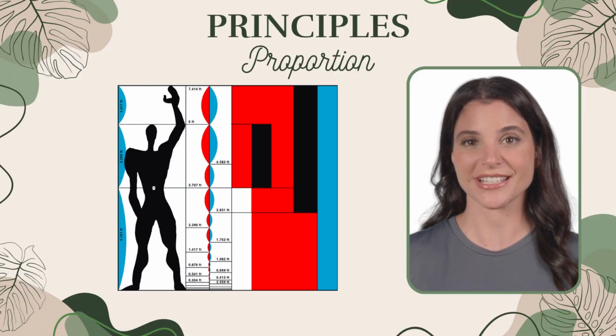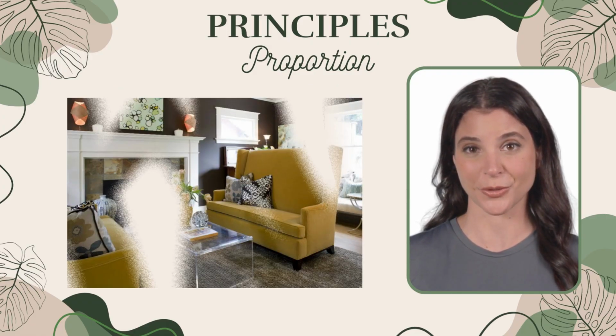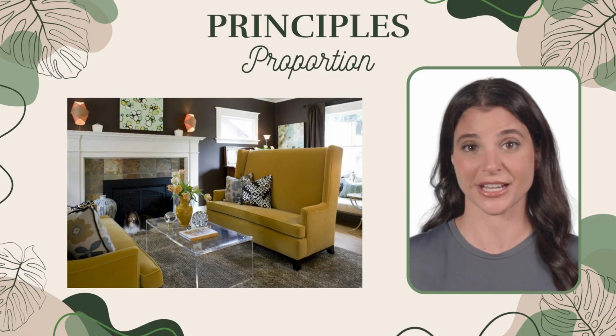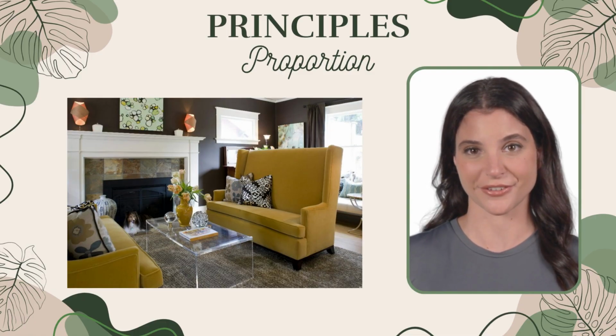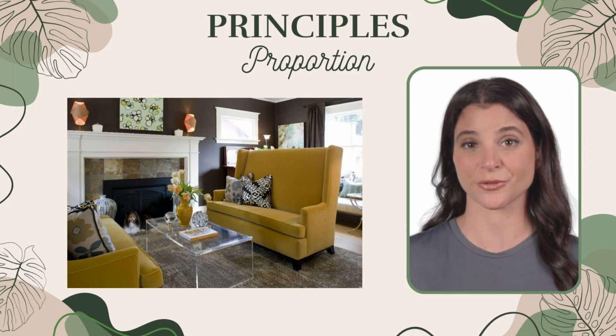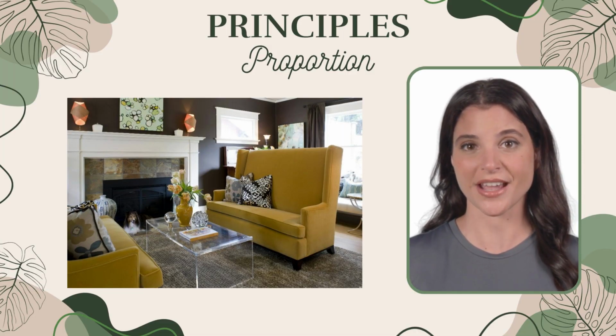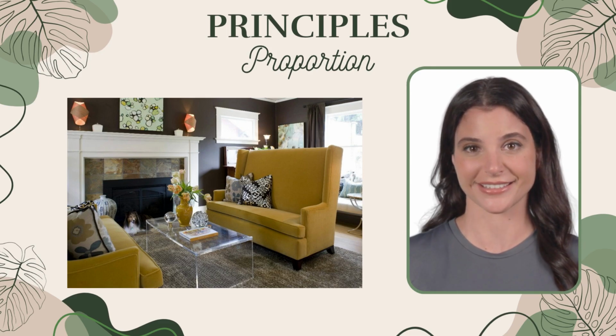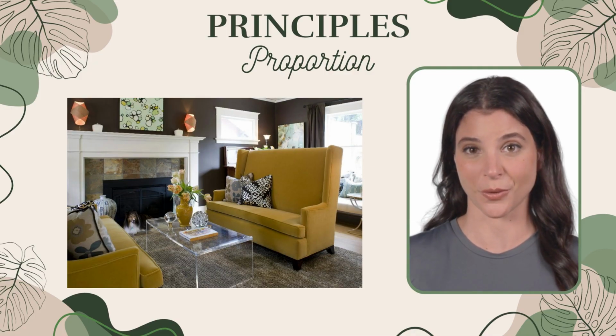But proportion isn't always about perfection. Sometimes designers deliberately distort proportion, such as using an oversized chair or a massive light fixture, to make a dramatic statement or draw attention to a feature. The elements of design that most directly contribute to proportion are form, scale, and light. And as we continue, we'll see how proportion connects to the other principles in powerful ways.